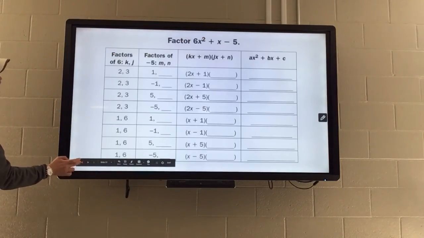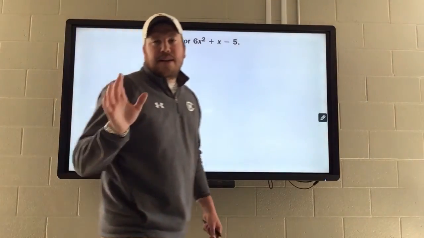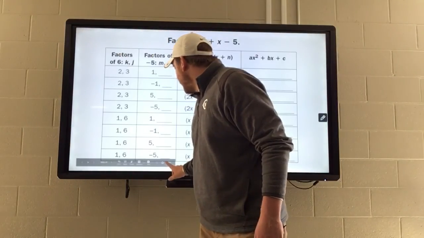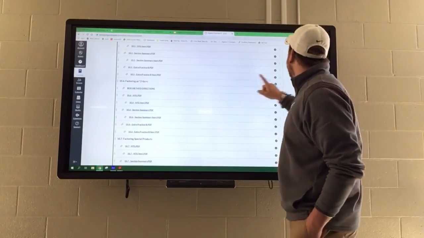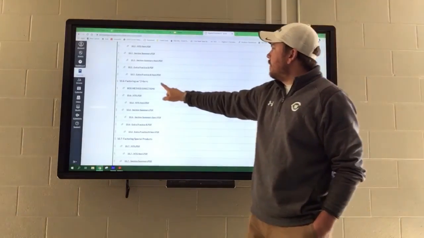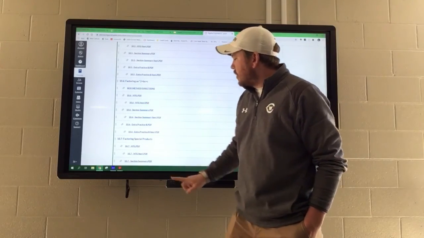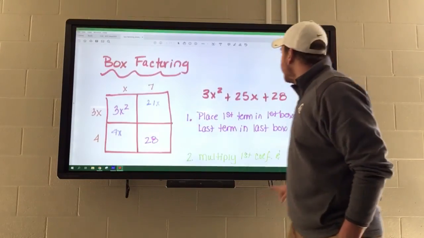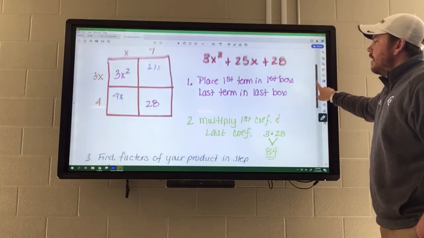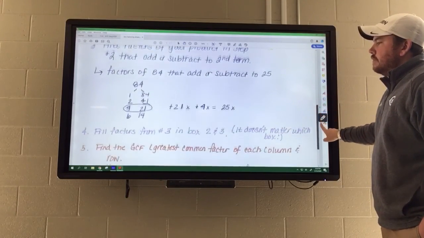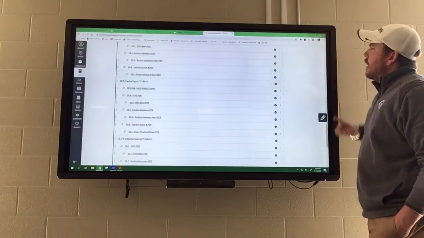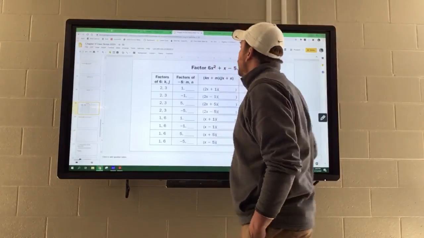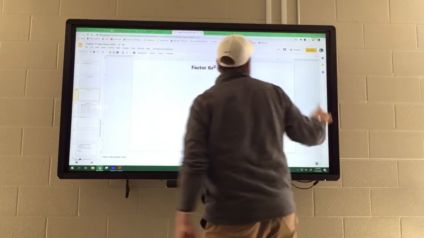So here's what we can do instead. We can do something called the box method. Now, I have in your Canvas at the very top of 10.6 box method directions. It looks something like this. It'll walk you right through this problem on how to do the box method, step by step. So that will be helpful. But I'm also going to show you what it looks like for this problem. So let's do it.